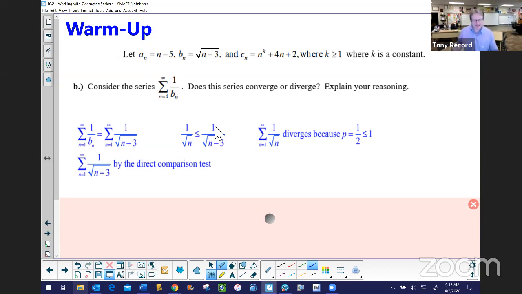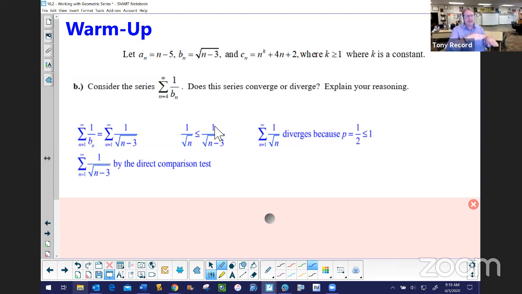Sometimes when I teach this, I use an airplane analogy, like the 1 over square root of n is this airplane that's flying, and the 1 over square root of n minus 3 is this airplane. So these airplanes are flying, and we have the 1 over square root of n minus 3 that's larger. Well, to diverge means that the planes are going up to the sky. To converge means the planes are going to land. They're going to come to the ground. They're going to converge to the ground.